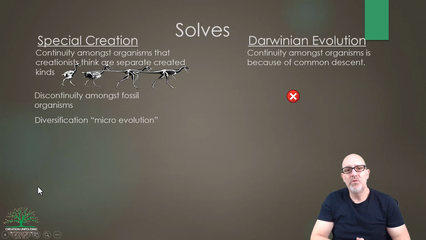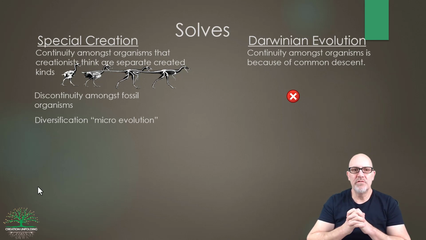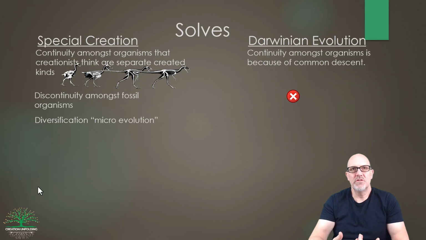Diversification, what some people call microevolution. I don't like the terms micro or macroevolution, but diversification certainly is a form of morphology, and I think it works in a special creation model, because if we accept the scriptures as they've been written, then we do believe in a real curse that affected the entire planet.